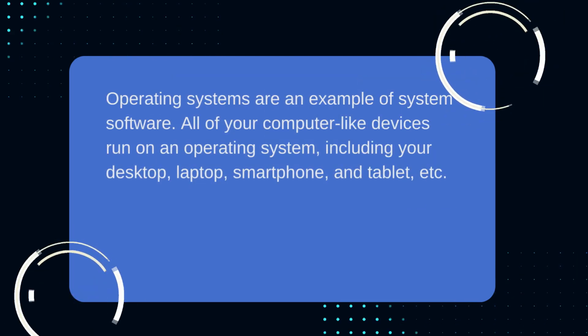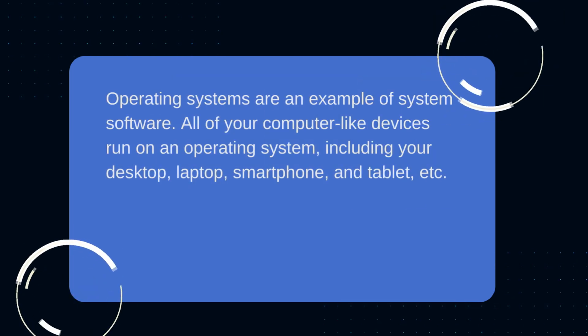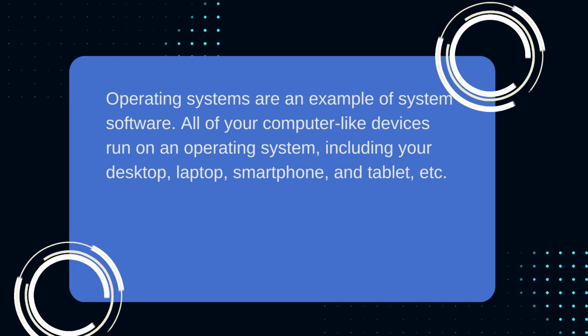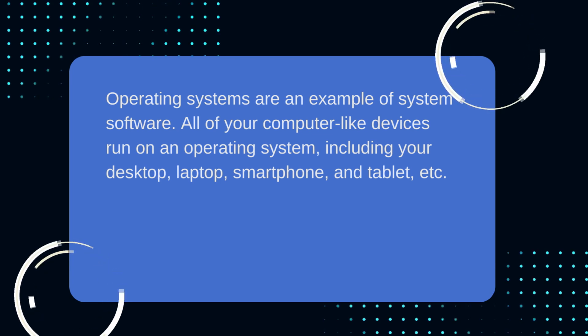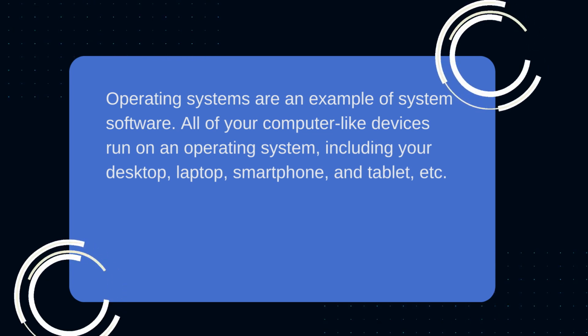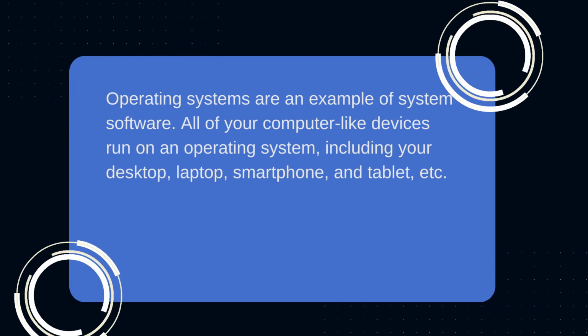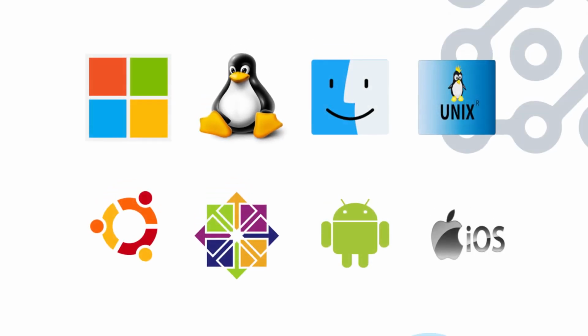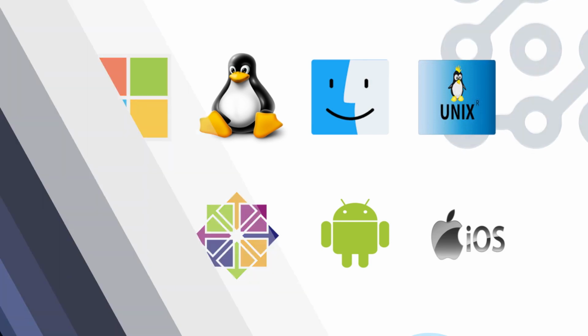Operating systems are an example of system software. All of your computer-like devices run on an operating system, including your desktop, laptop, smartphone, and tablet. So we have here the following examples of operating system. We have Windows, Linux, Mac OS, Unix, Ubuntu, CentOS, Android, and iOS.